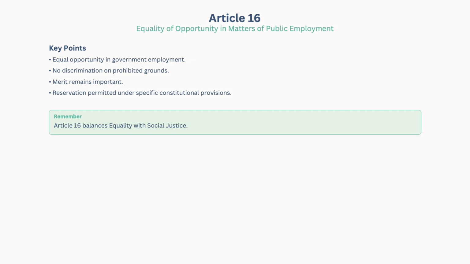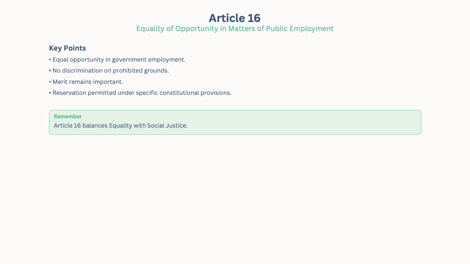Merit remains important. Meritocracy. Reservation goes against meritocracy, right? In an ideal society, there should be no reservation. I think everyone will agree with that, because everything should be chosen on the basis of merit. But here again, reservation in matters of public employment is permitted under specific constitutional provisions. Now, remember, Article 16 balances equality with social justice. What is social justice? Equality should be there, but society should also have justice, which is why there is reservation.